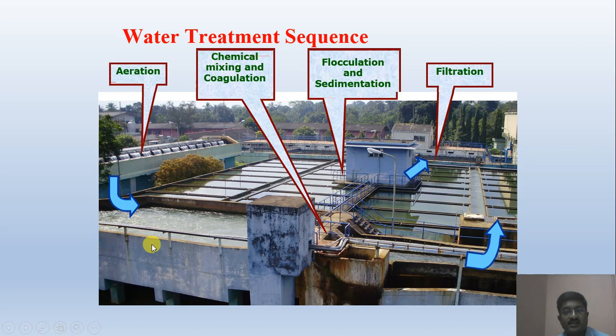Now if you see a package of a water treatment plant, initially we have to provide the aeration, where water is exposed to the atmosphere. There are many types of aeration processes. Aeration fountains, that you might have seen, then the chemical mixing and coagulation. All these units are interlinked. Flocculation and sedimentation unit is here. Then filtration is provided here. So all these units are interlinked.